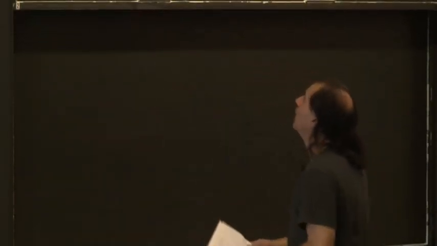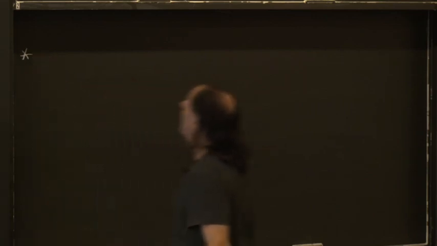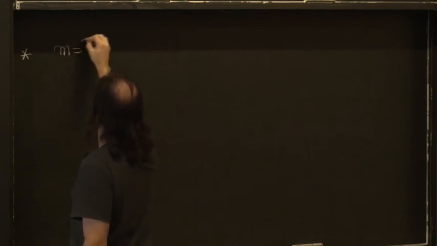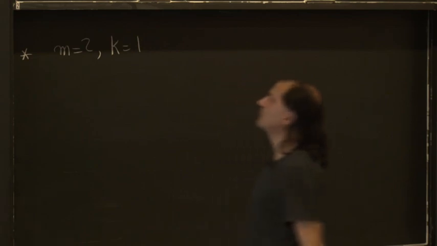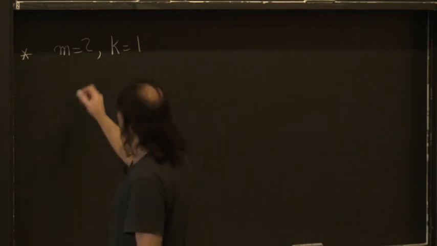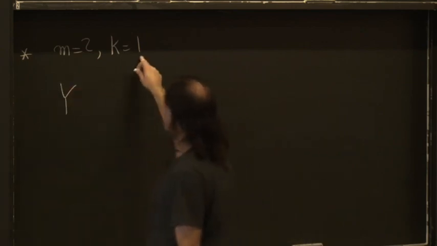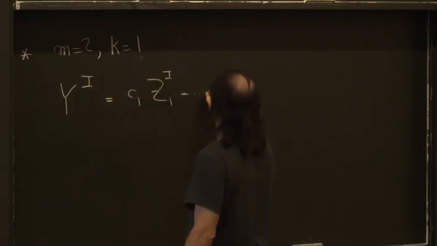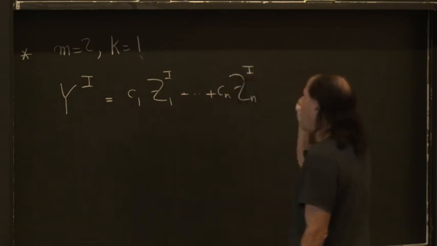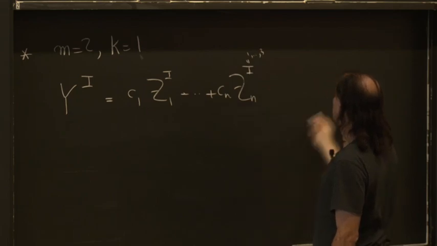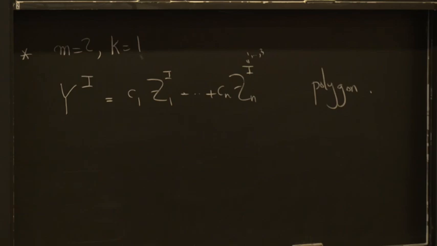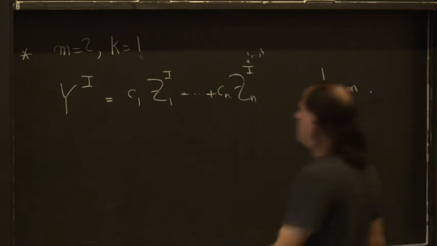Another comment concerns the various things that it generalizes. Let's say that we stick with m equals 2 and k equals 1. So what is m equals 2 and k equals 1? Well, that's just a single y, because k equals 1. y^I is equal to c1 z1^I plus dot dot dot cn zn^I, where I runs from 1 to 3. Well, that's just our friend, the polygon.